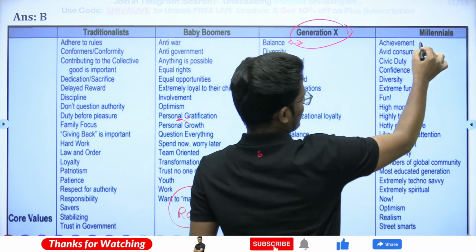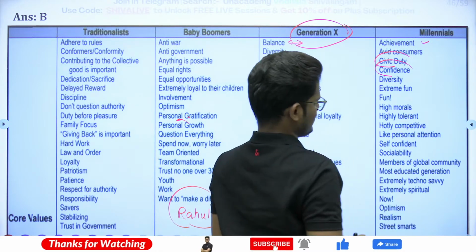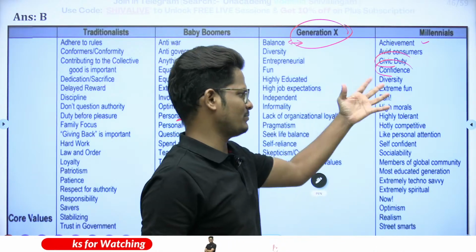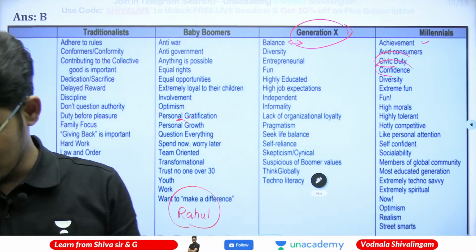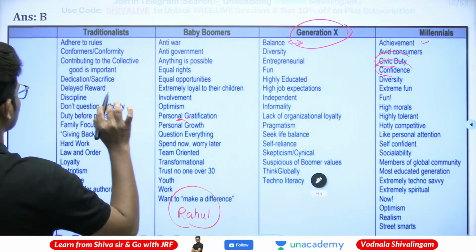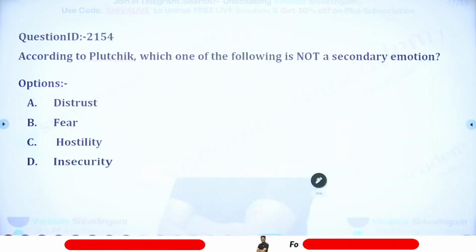Millennials are achievement-oriented, civic duty and confident. These are also highly patient persons who come under here. That's millennials. So traditionalists, baby boomers, generation X and millennials. Next.